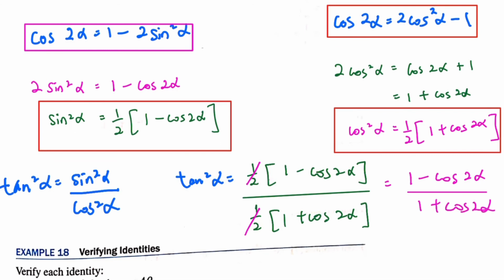Please take note that all of this value here is not given in your formula list. You need to derive it on your own. So this is the value for sine squared alpha, this is the value for cos squared alpha, and this is the value for tangent squared alpha.